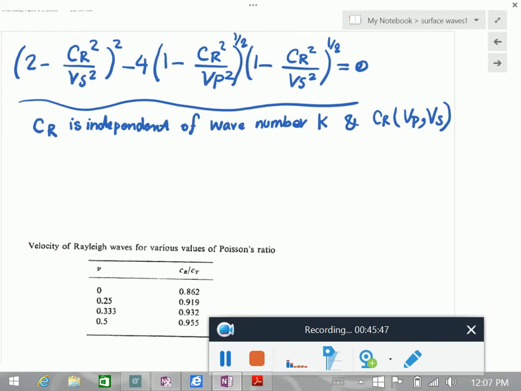Dispersion. Dispersion is the word. So what it tells us here is that if we have only an elastic half space, the other way of expressing this is that Rayleigh wave is non-dispersive in an elastic half space. I write down this sentence because it's important. So that's the implication.